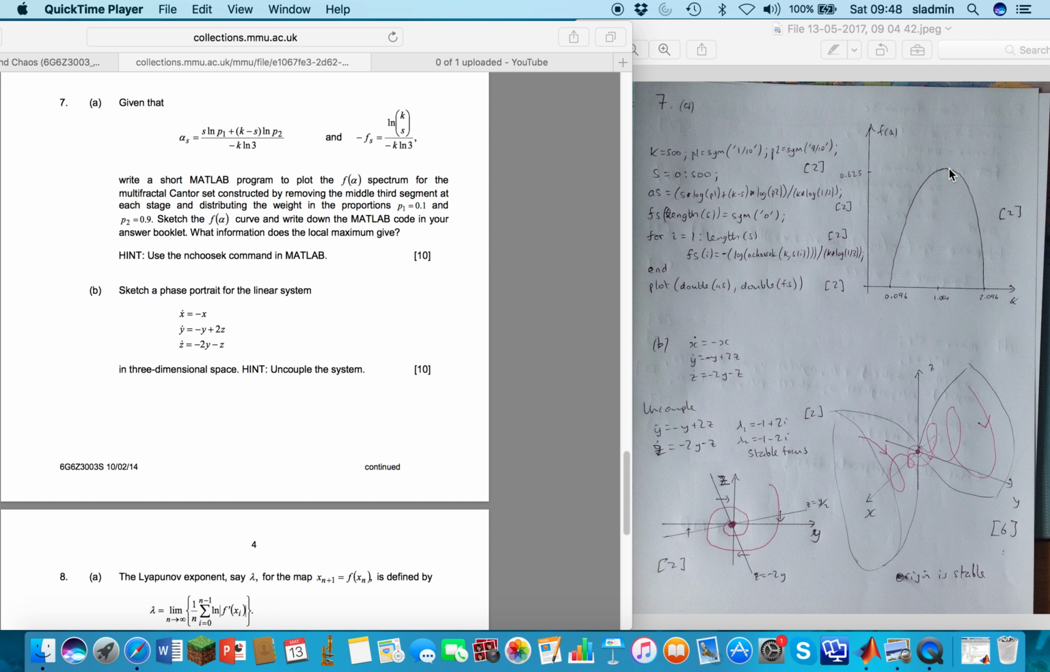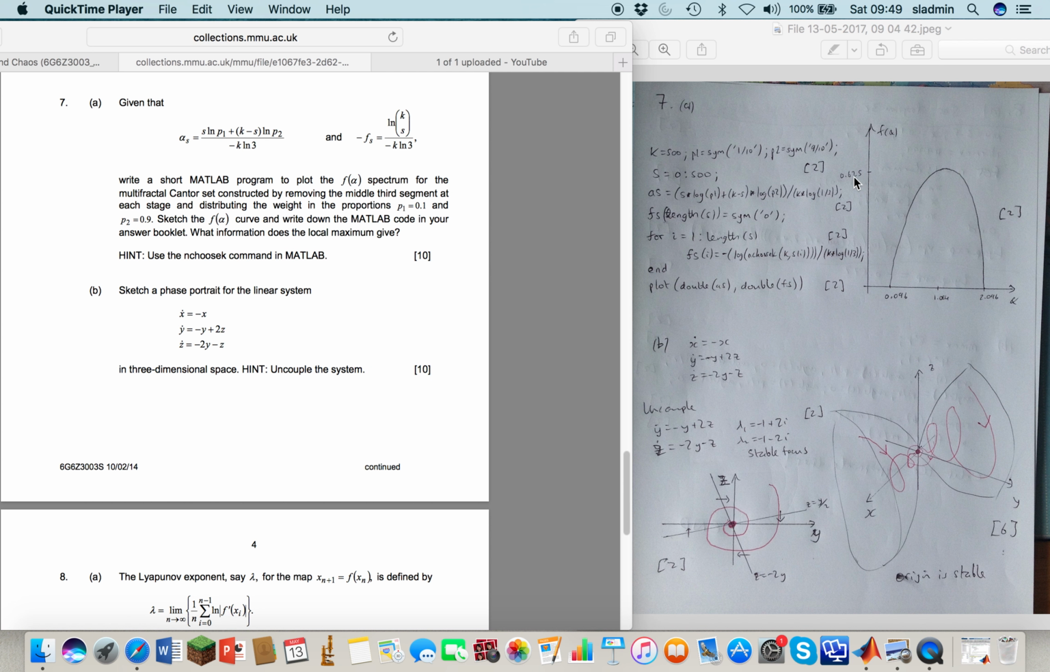So how densely does the fractal cover the object? So here is the fractal dimension, which is 0.625. So that gives us a measure of density in physical applications.